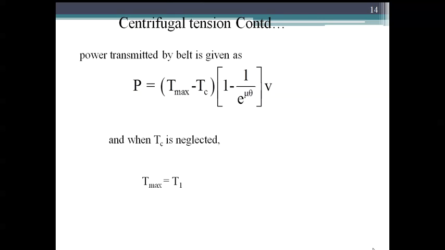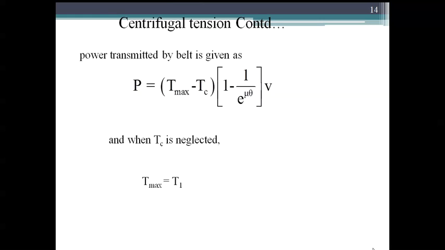Now here, power transmitted by the belt is given as P equal to (T max minus Tc) into (1 minus 1 by e power mu theta) into V. Because of the centrifugal tension, there is a loss in the maximum tension. That's why we need to consider P equal to (T max minus Tc) into (1 minus 1 by e power mu theta) into V.